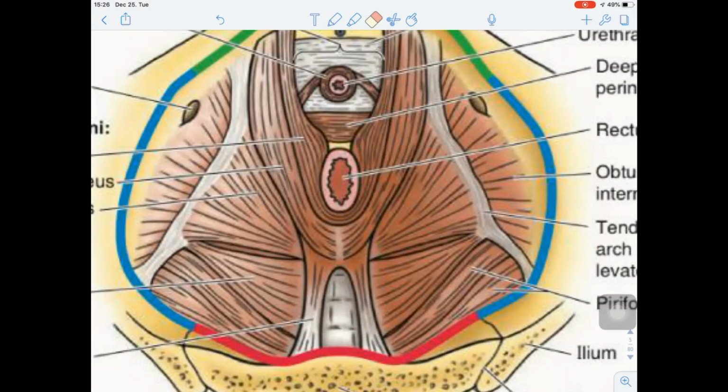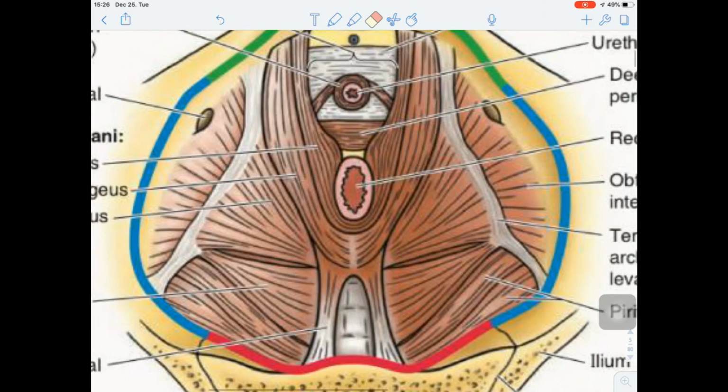The levator ani muscle is the one closer to the rectum. Let me make it easier. New Persian word: in Persian, ani means shit. The rectum contains shit. So the levator ani muscle is around the rectum, so it's closer to the shit. So it would be your new Persian word for the day. Okay?